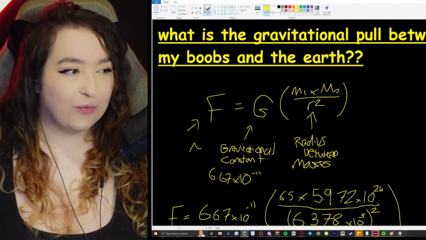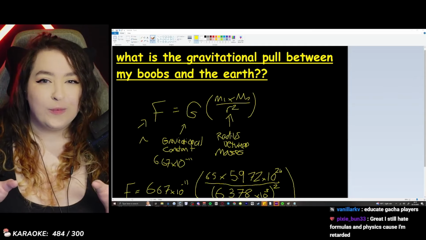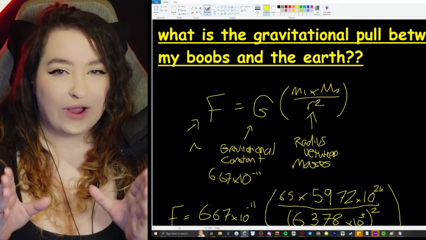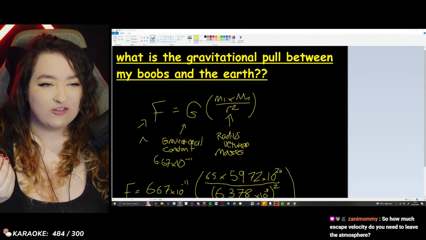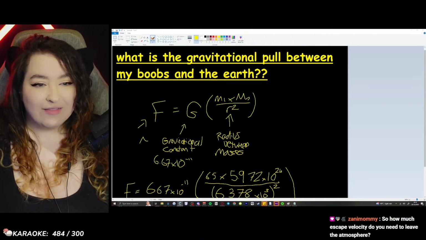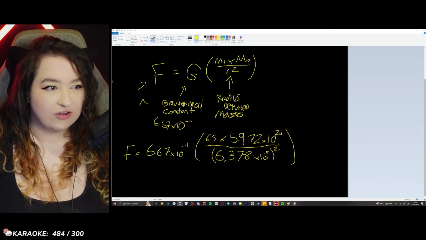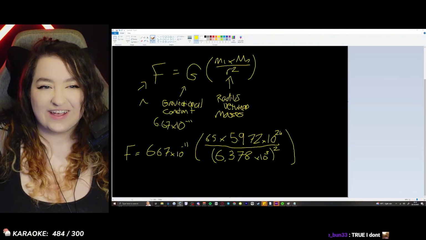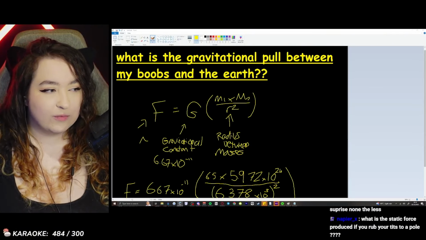That's not how that worked. Great, I still hate formulas of physics. Okay, the reason why you hate formulas is because you don't understand why they work. As soon as you understand why they work and you actually apply it to a real thing, then they become interesting. 9 times out of 10, that's why. Because when you understand something and you can actually apply it for just a funny reason, it's just funny.